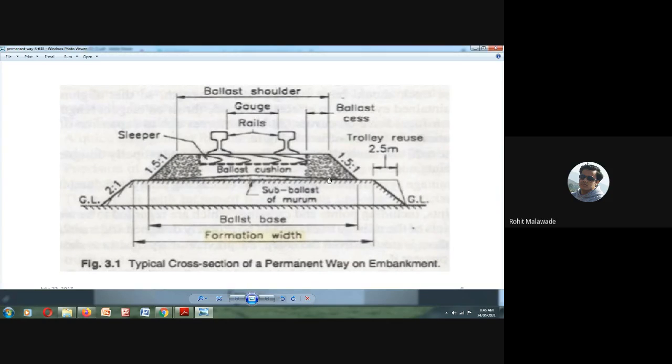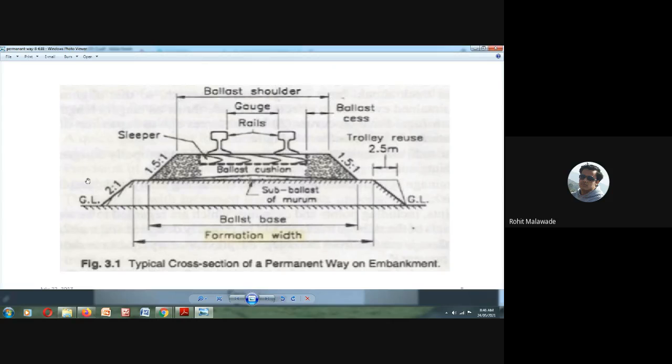If we have multiple railway tracks, again the formation width is going to increase. So it is dependent upon the number of tracks it is going to receive side by side, and it also depends upon the gauge, that is the broad gauge, meter gauge, and narrow gauge. Now broad gauge width is 1.67, meter gauge 1, and for narrow gauge it is 0.8. So it depends on how much your width of the gauge is.